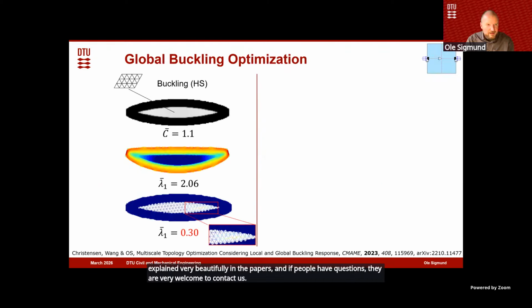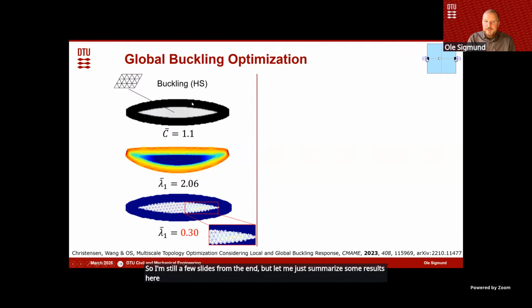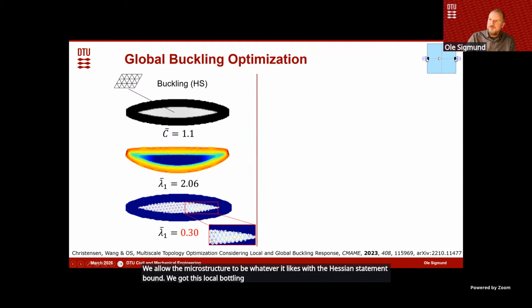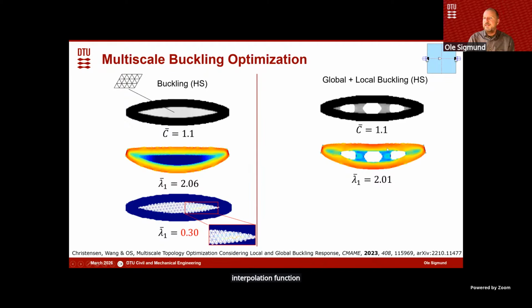So I'm still a few slides from the end, but let me just summarize some results here. So this was a result I showed you before for this simple compressive example. If we just said we allow the microstructure to be whatever it likes with the Hessian-Strickman bound, we got this local buckling. But if we take it into account, so now we have local buckling as a local constraint, a bit like stress constraints, but with a more advanced interpolation function, then we get this structure.